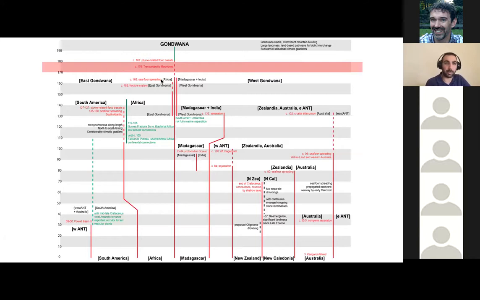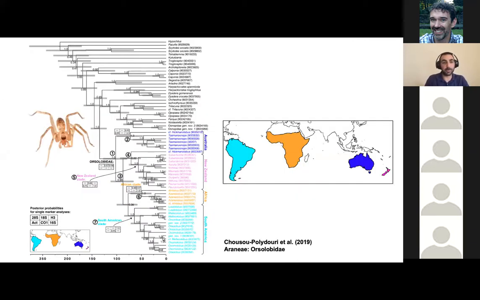There have been a lot of studies focusing on Gondwanan taxa, and I'm going to point out a couple of them that have used arachnids, because of course. The first is in spiders, the Orsolobidae. They're found on 4 major land masses that are essentially part of former Gondwana. If we look at the phylogeny and their distributions, we see that every regional fauna is monophyletic, which means this is a relatively easy story to tell. It's simple, clean, nice and friendly.